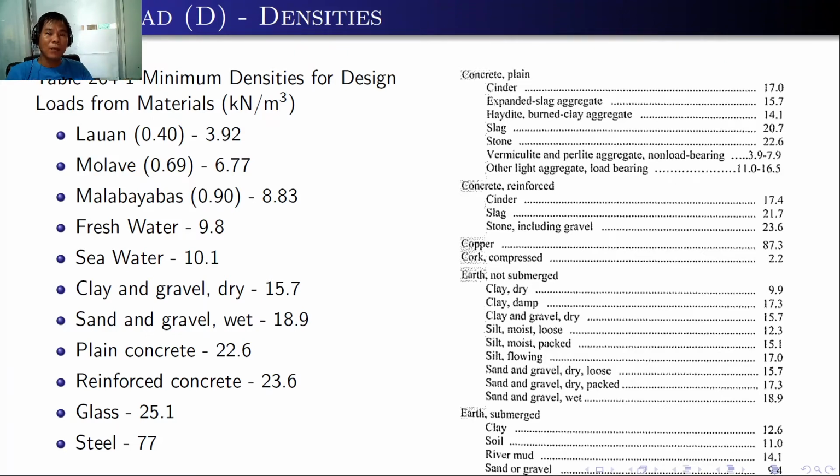Normally, you will see some of the references they are using 23.56. It is rounded off to 23.6. But we normally do in practice, we use 24. It's easier to multiply that whole number. For a glass, which is heavier than reinforced concrete, that's 25.1 kilonewton per meter cube, and steel 77 kilonewton per meter cube. Or if you need more materials, you can look at table 204-1 for the materials, which is not mentioned. I just mentioned the common materials that we use in construction.